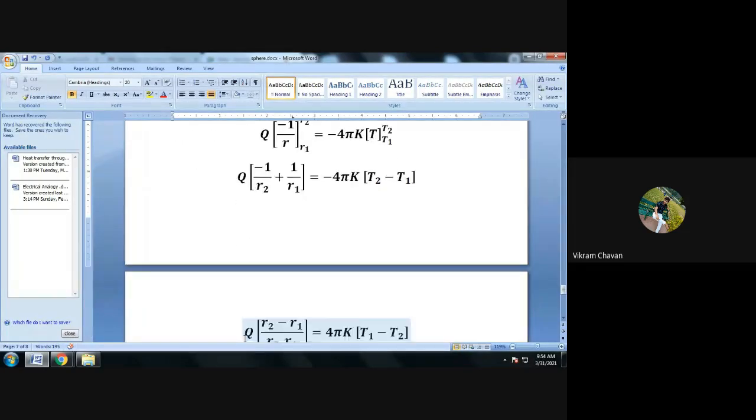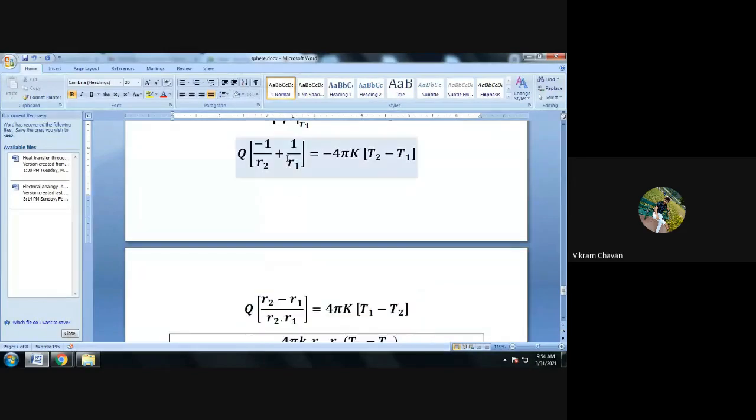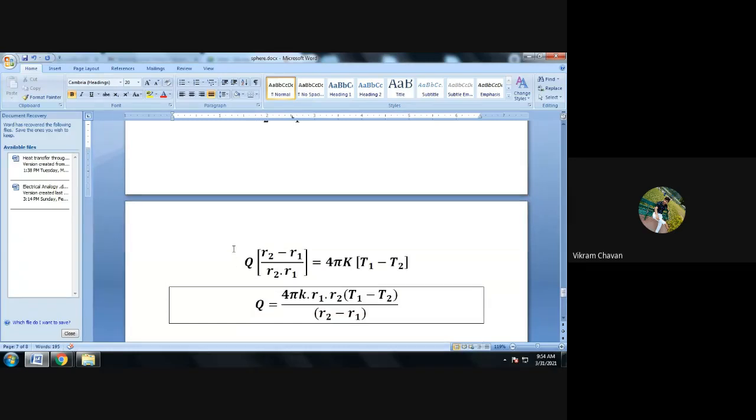Now further, we have to perform the cross multiplication for the bracket of radius. So r1 multiplied by minus r1, minus 1 will become minus r1, and r2 multiplied by plus 1 will become plus r2, and the denominator multiplication is r2 multiplied by r1. So we'll get the equation as q into r2 minus r1 divided by r2 multiplied by r1 is equal to 4 pi k into t1 minus t2.